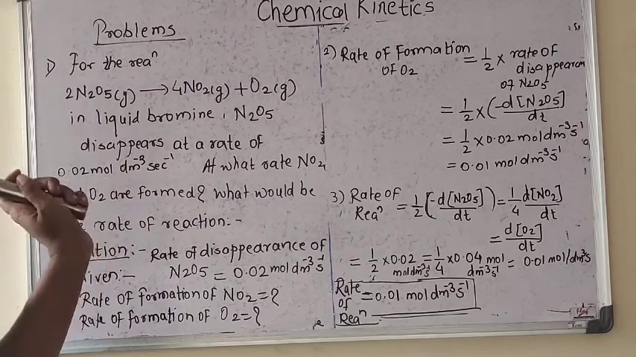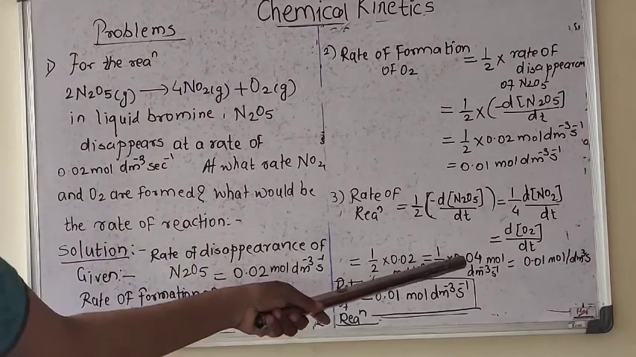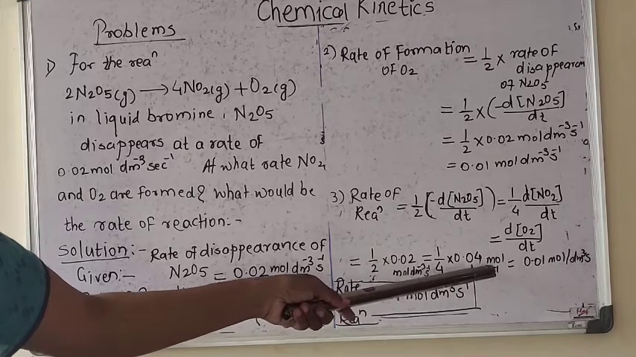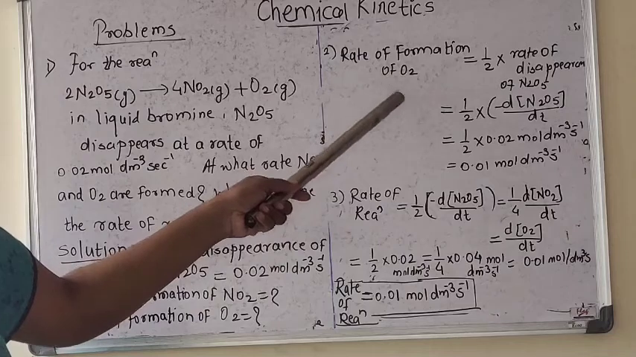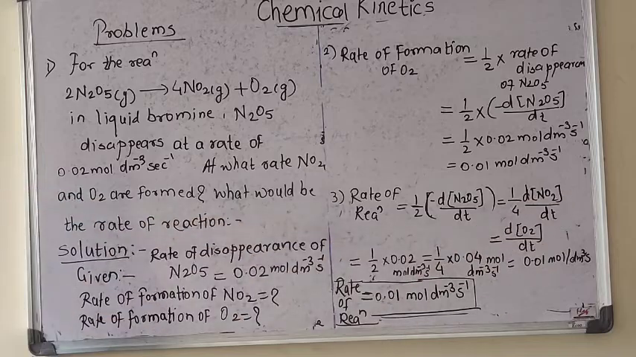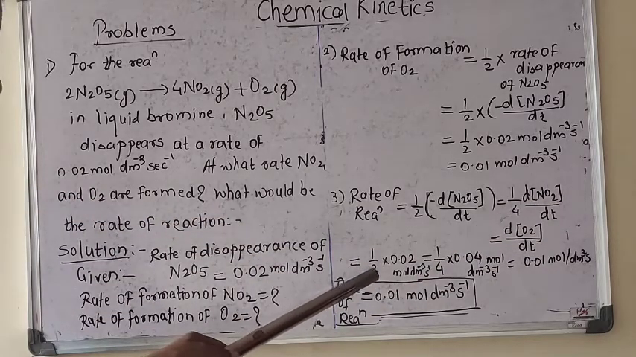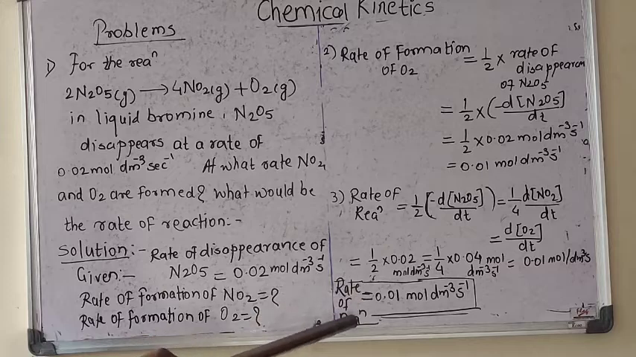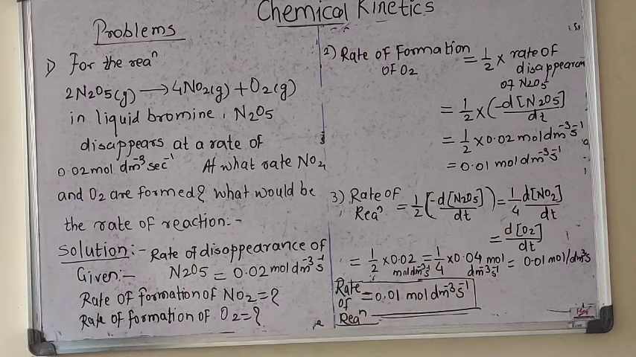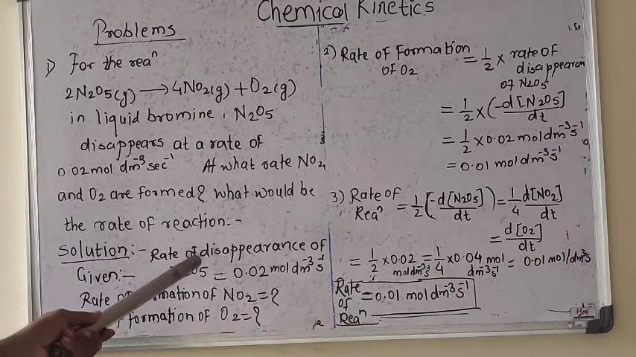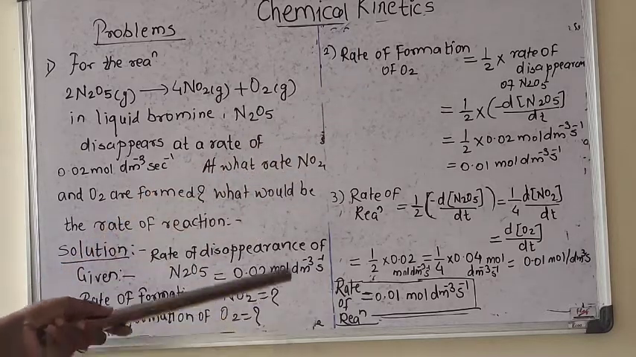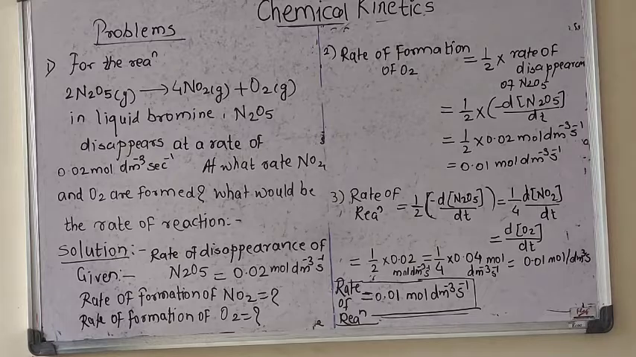We already got that the rate of formation of NO2 is equal to 0.04 mole per dm cube per second, and the rate of formation of O2 is 0.01 mole per dm cube per second. So when we solve this, we get the rate of reaction exactly equal to 0.01 mole per dm cube per second. So here we calculated the rate of formation of NO2, the rate of formation of O2, and the rate of reaction.